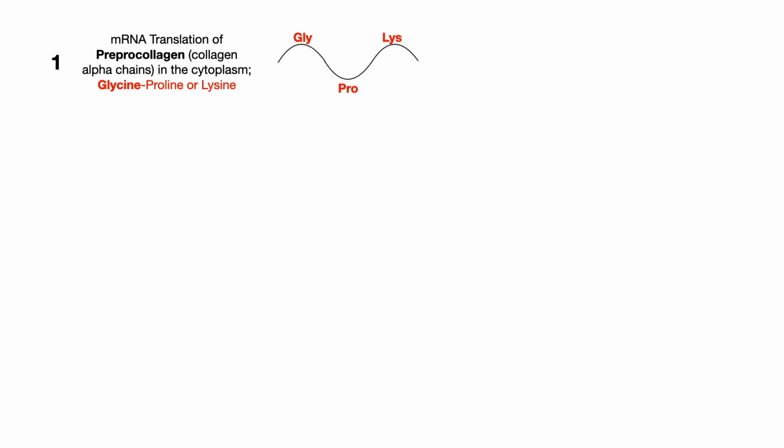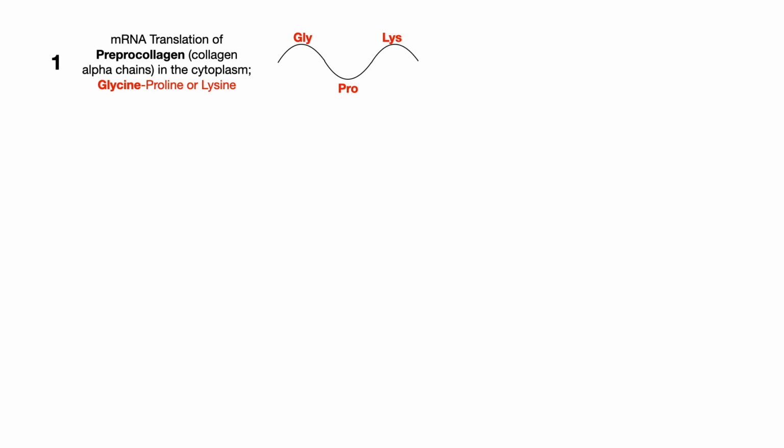Let's dive right in. Step number 1 is translation of something called pre-pro collagen. This is also known as collagen alpha chains. This occurs in the cytoplasm. If you're taking your exam and you see pre-pro collagen or the term collagen alpha chains, the test writer is referring to the same thing here in step 1.